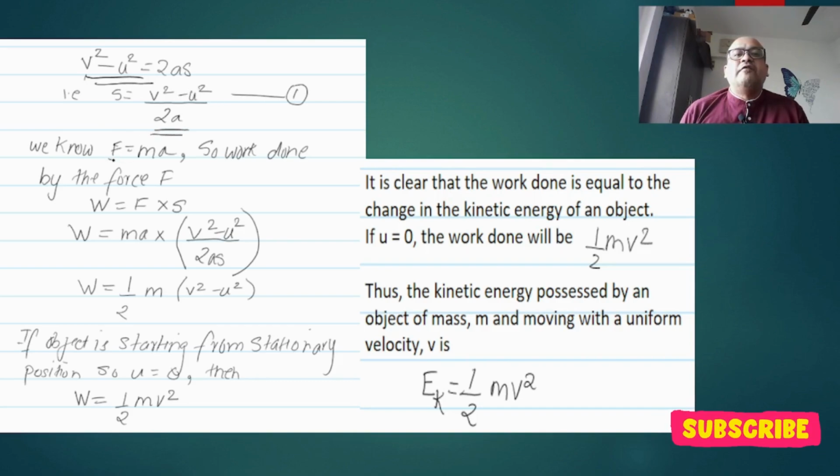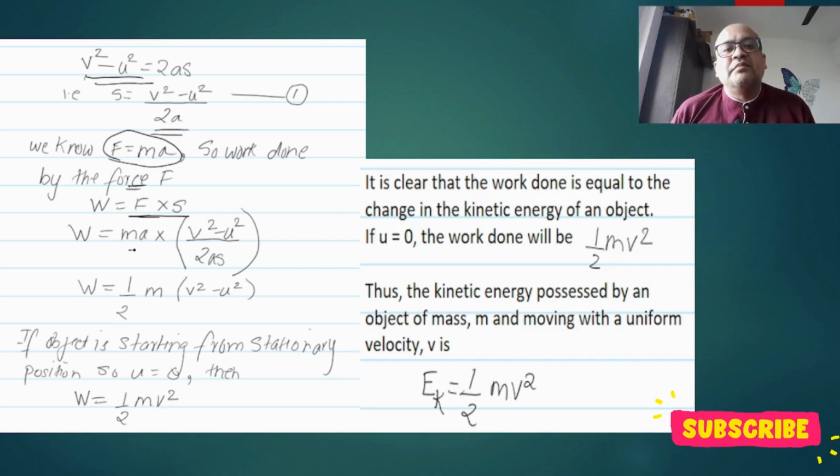Okay, and we know that force is nothing but mass into acceleration, right? So the work done by the force, work done is force into displacement. So put the value of force, mass into acceleration, and put the value of s that we got. Then a is common, so this a and this a will get cancelled, right? And if you rearrange this, we get W is equal to half m (v square minus u square).